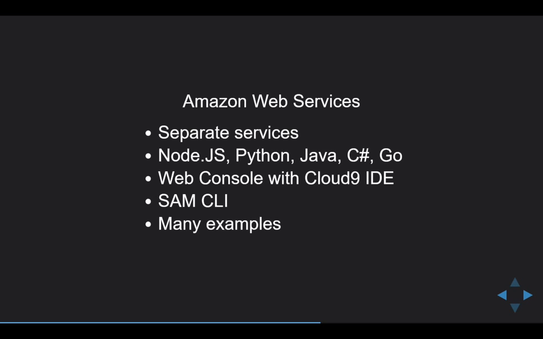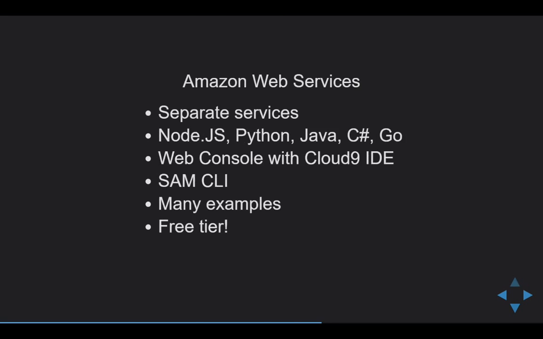Also, they have a very generous free tier. If you create an Amazon account, there's a lot of stuff you get for free every month, but after 12 months it expires. But still you get invocations for free on your Lambda functions, which is very cool to just try stuff.